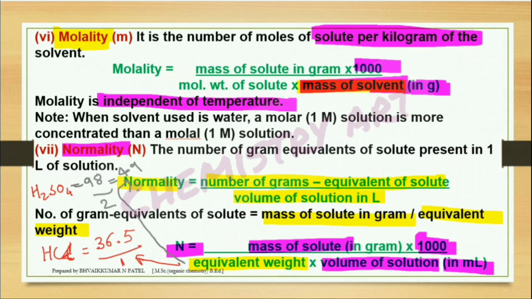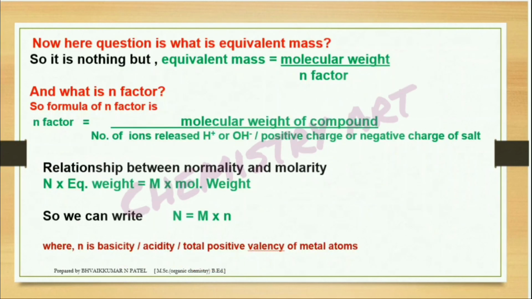Clear? Okay, now let's see the last one. The question is, what is the equivalent weight? Let me explain again. Equivalent mass is the molecular mass divided by n factor. What is known as n factor? The n factor is equal to the molecular mass of the compound divided by the number of H plus ions or OH minus ions. Generally we take the positive charge.